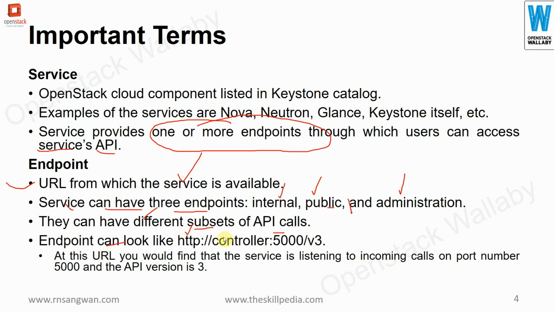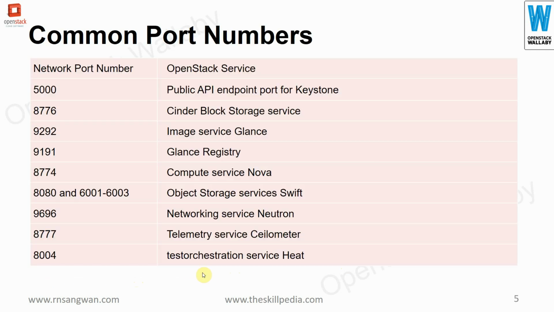An endpoint looks like HTTP colon slash slash, the host name like controller, the port number, and the version of the API. At this URL, you would find that the service is listening to incoming calls on port number 5000 and the API version is 3, that is v3.